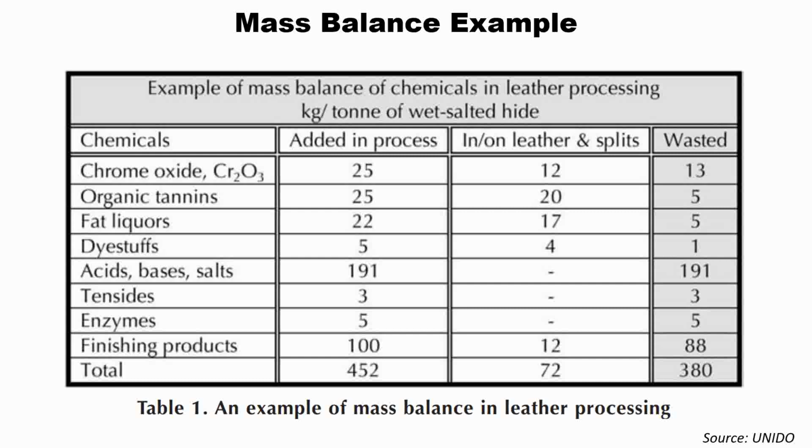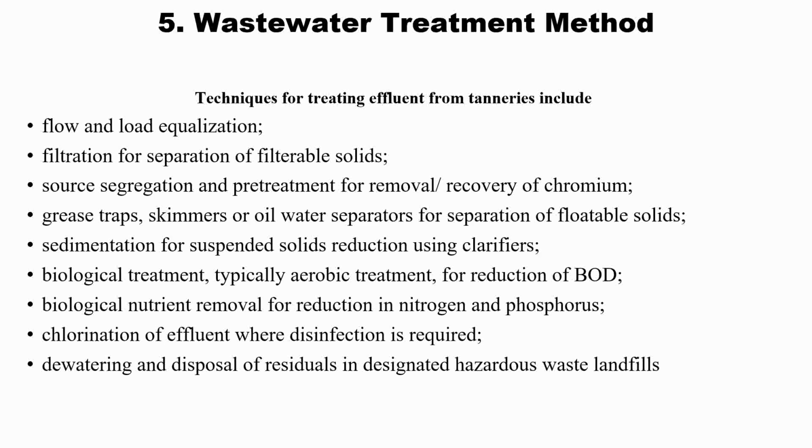Okay, about the mass balance, quickly telling what it is: total input equals total output. But in the output, some things are desired and some we don't desire. Suppose chrome oxide added is 25 kg per ton. On leather it is 12 kg per ton and wasted it is 13 kg per ton. So we mainly need to treat the 13 kg per ton in the wastewater. There are other compounds also, and the source is UNIDO, an organization of the United Nations which deals with how to process the wastewater generated from different industries. Now talking about the wastewater treatment methods.